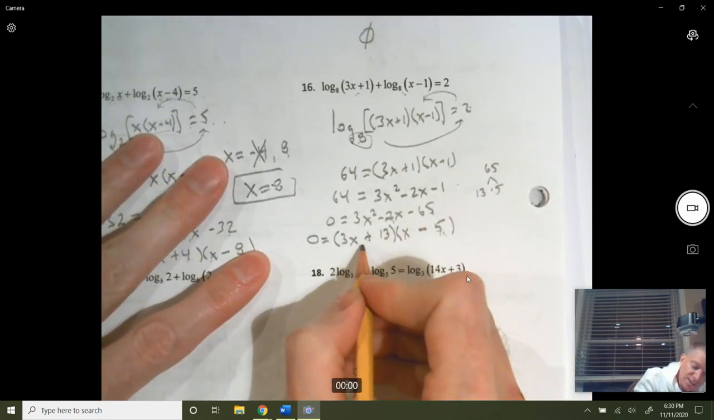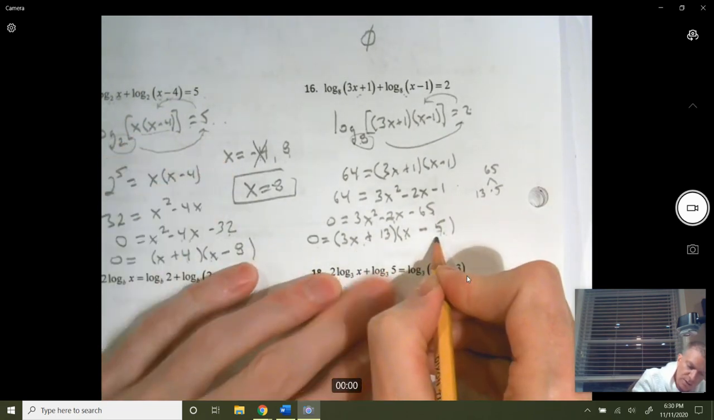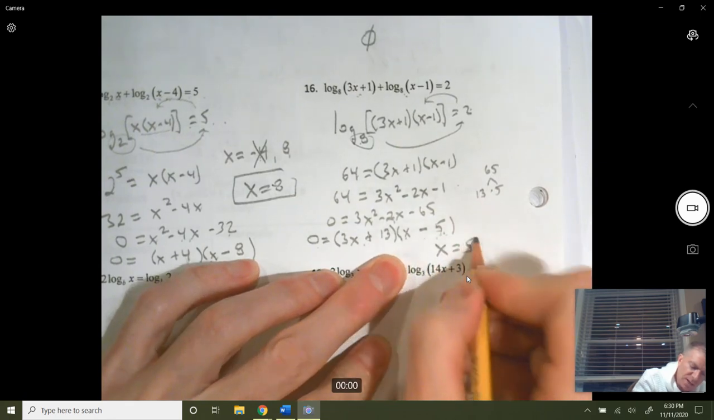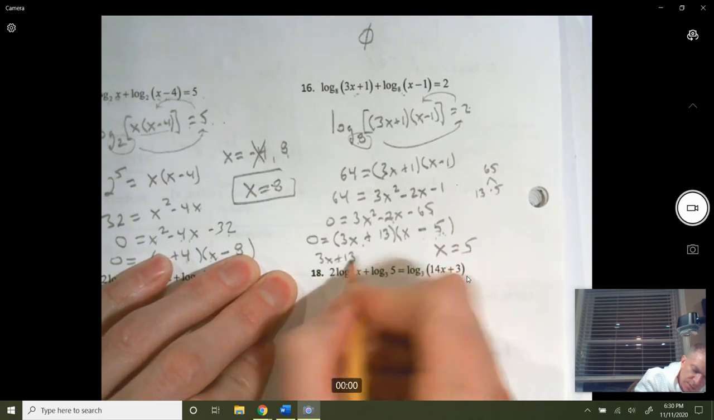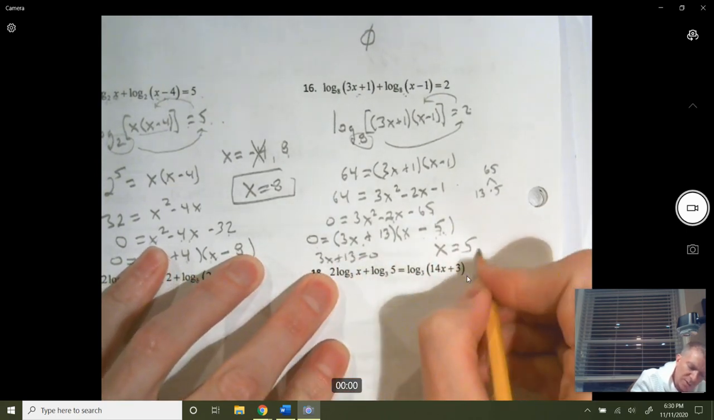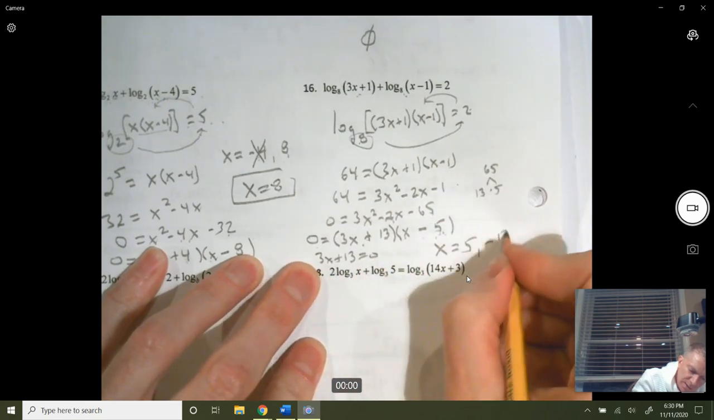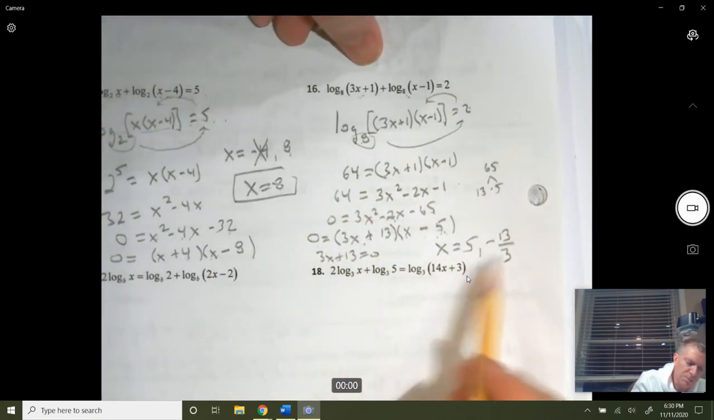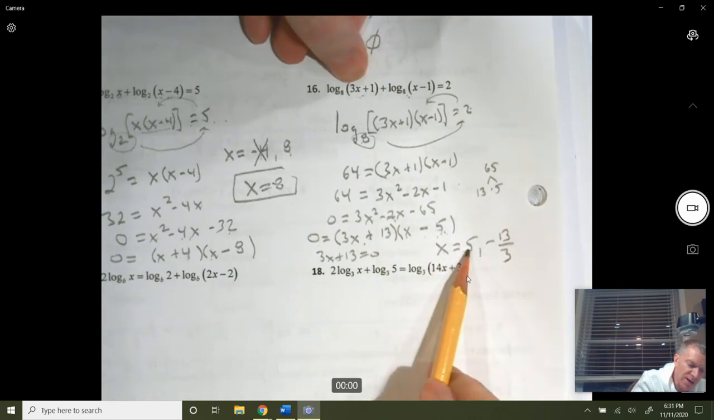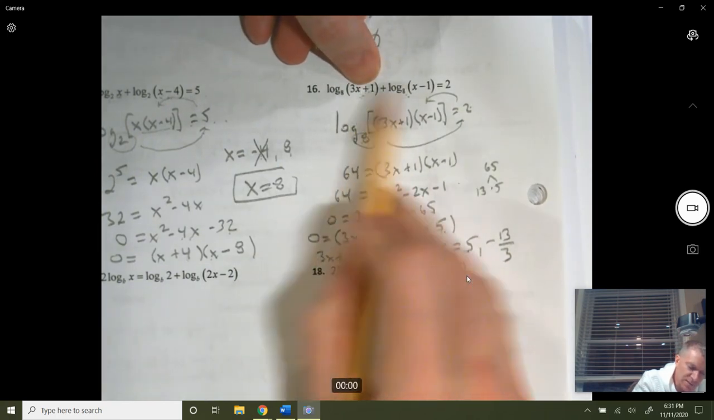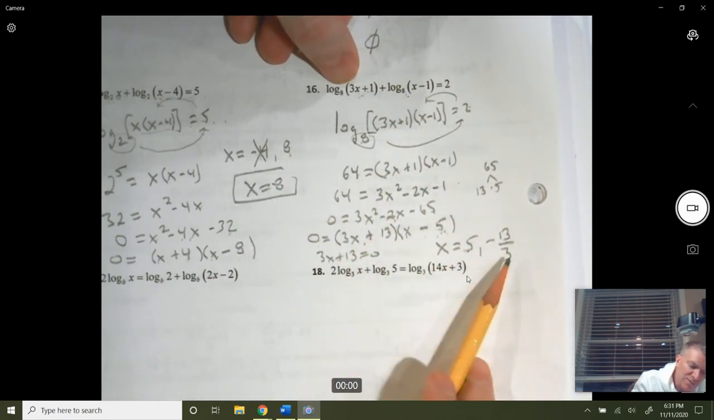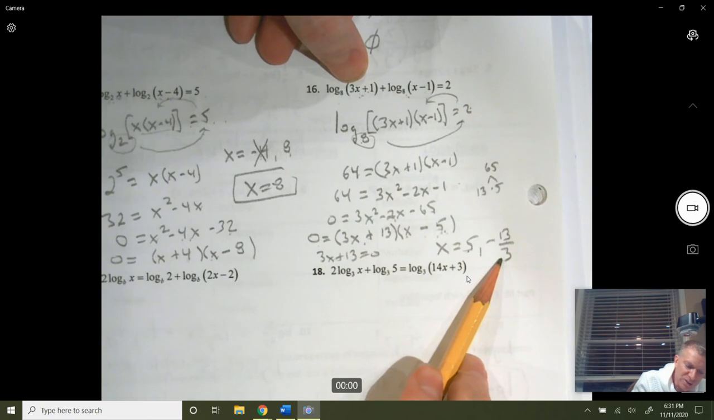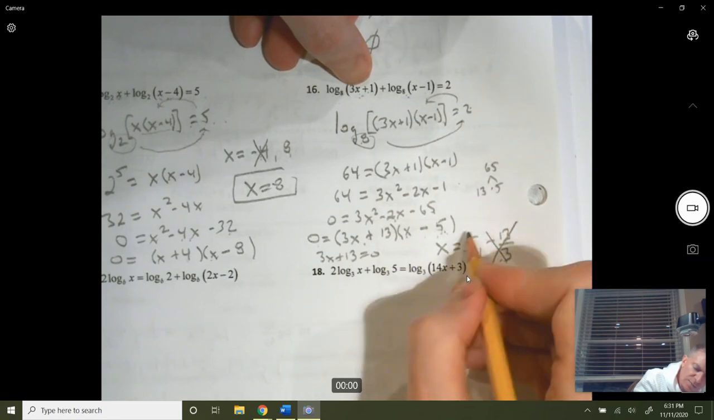Okay, so we can set this thing equal to 0 and this thing equal to 0. Here we get x equals 5. Here we get 3x plus 13 equal to 0. So x would equal negative 13 over 3. Let's just see if any of these make any of the arguments negative. The 5, 3 times 5 plus 1, that's positive. 5 minus 1, that's positive. Negative 13 thirds. 3 times negative 13 thirds is going to be negative 13. Plus 1, that's not enough to make it positive. So our answer is just going to be x equals 5.